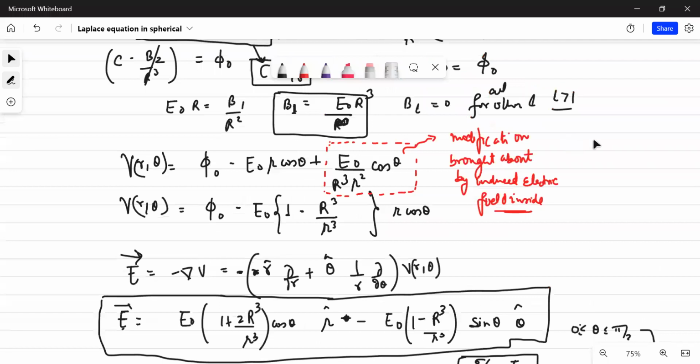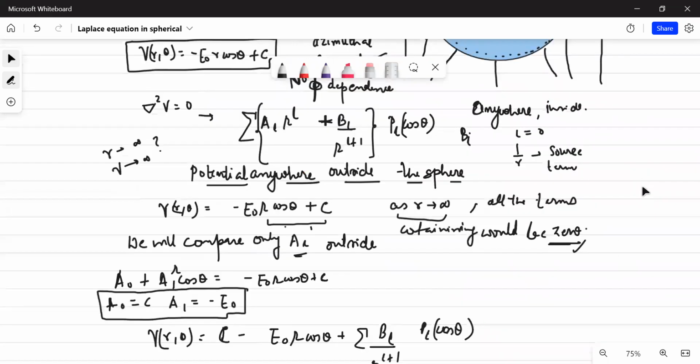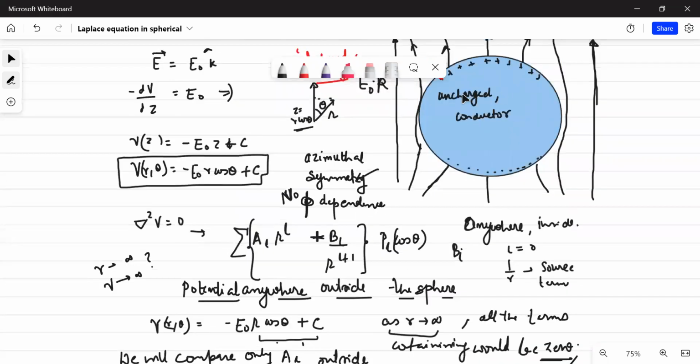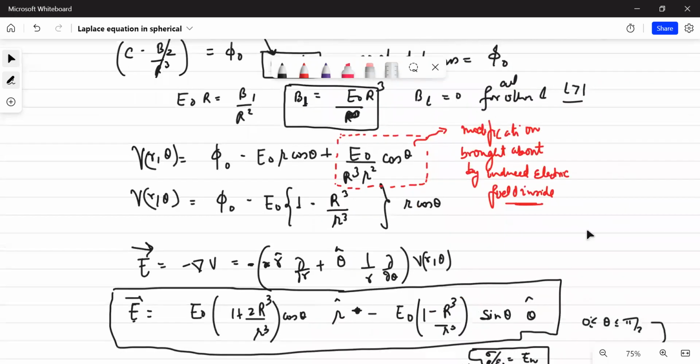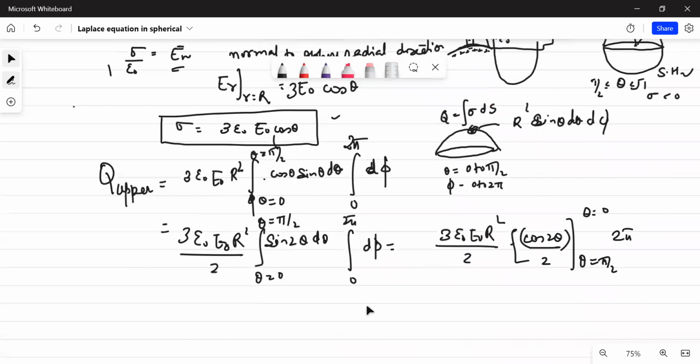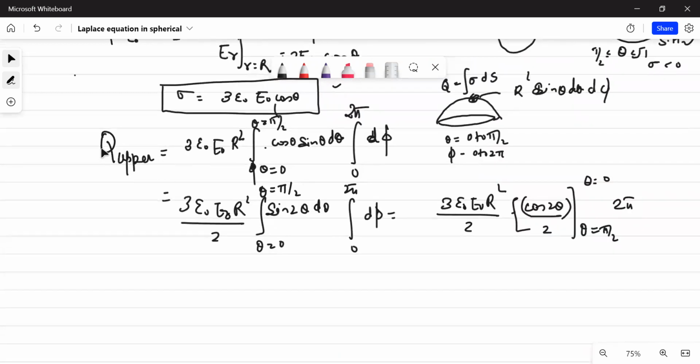Also, we know that since the electric field is in the k-cap direction, it will push the positive charges to the upper hemisphere. So you will have a positive induced charge density in the upper, and on the lower you should have a negative charge density, which you can see from here as well. Is that clear? So overall, I can expect that my total charge on the upper hemisphere would be positive, and equal and opposite charge would be there on the lower hemisphere, with the sign being contrary. That is, on the upper hemisphere it is positive, then on the lower hemisphere it would be negative.